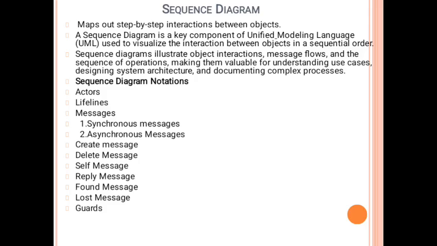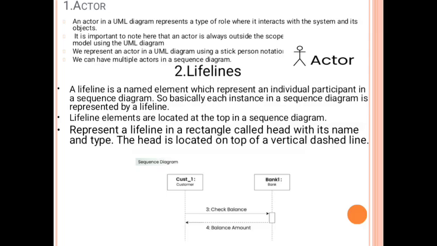The notations of the sequence diagram are actor, lifeline, message, synchronous message, asynchronous message, create message, delete message, self message, reply message, found message, lost message, and guards. Next, actor. Actor is a similar type of role where it interacts with the system and its objects. It is notated by the stick man.